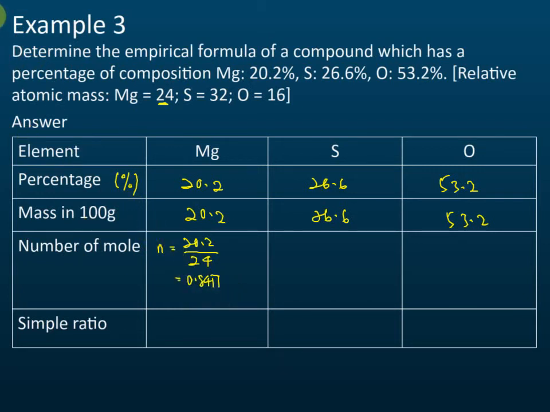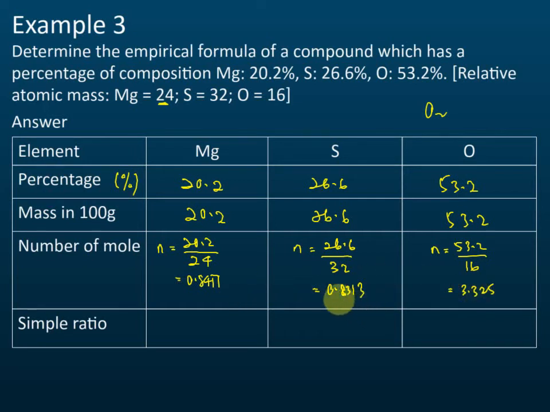Okay, so that is the number of mole of magnesium. Find the number of mole of sulfur and oxygens as well. So this is the number of mole. So the simplest ratio is 1, 3.99, right? We find a simple ratio by dividing the number of mole by the smallest number among these three.